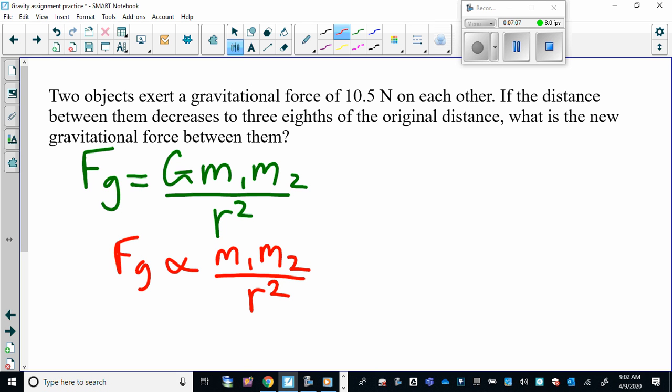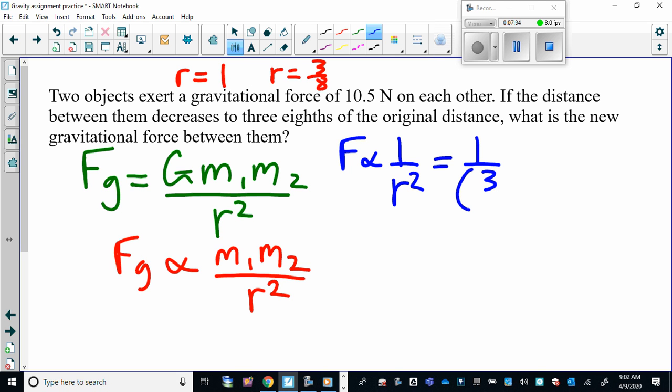And on this one, all we're doing is decreasing the distance to 3/8 of the original. So if the initial distance between them, radius, was 1, the new radius between them is 3/8. And we're going to do it exactly the same way we did the previous question. We're just going to say that Fg is inversely proportional to 1 over r squared. In this question, the masses of the objects are not changing, which equals 1 over (3/8) squared.